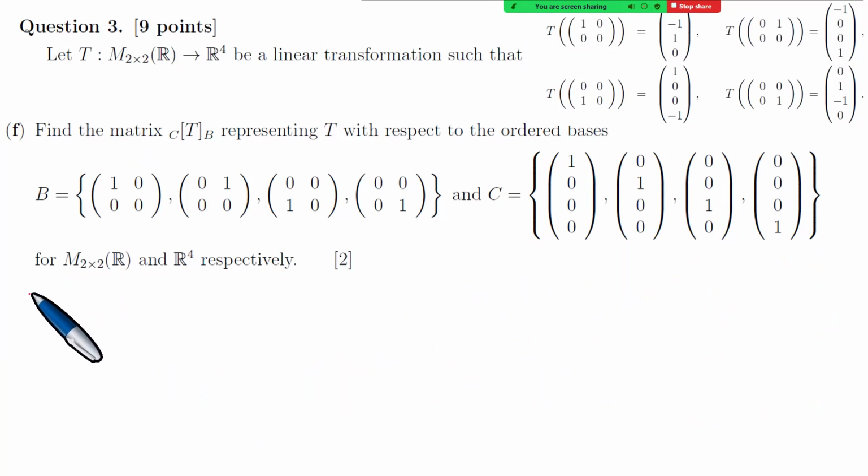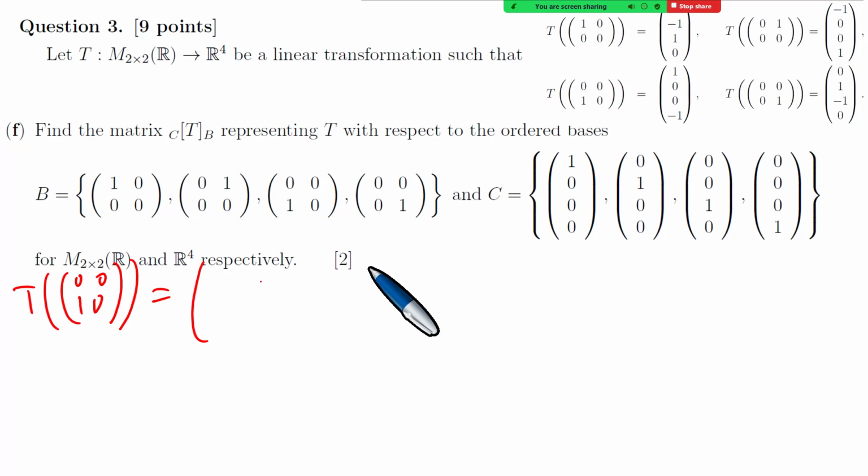So now let's do the third one and then we're going to conclude with the last one. We're doing the image of this one, 0, 0, 1, 0. Here's the image, this one: 1, 0, 0, -1. This is the image of this vector. Then write the linear combination of these ones.